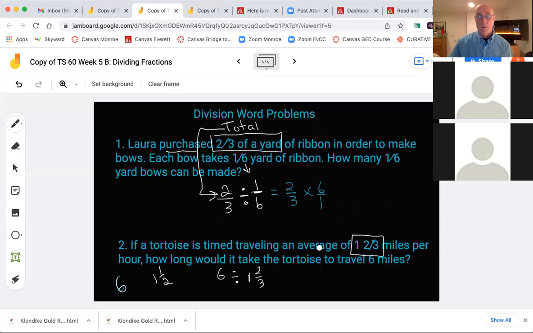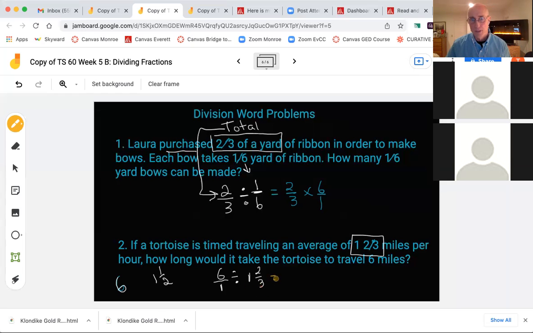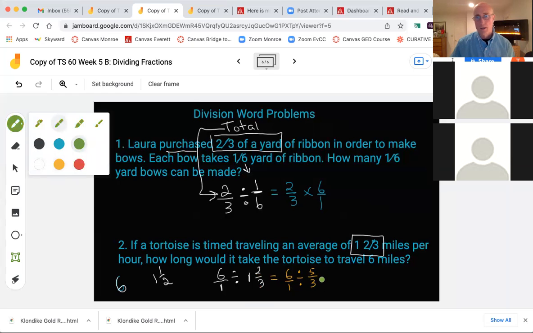Okay. Now, the first thing I would do at this point is I would take my 6 and put a 1 underneath it. So I'm thinking like a fraction. And then what I would do from here is I would go, okay, this is really going to equal 6/1 divided by, I'm just going to write out all the steps and not skip any here. Okay. I'm going to change this mixed number. 3 times 1 is 3, 4, 5. This is 5/3. Okay. And then that equals, just like I taught you, this is 6/1 divided by 5/3.